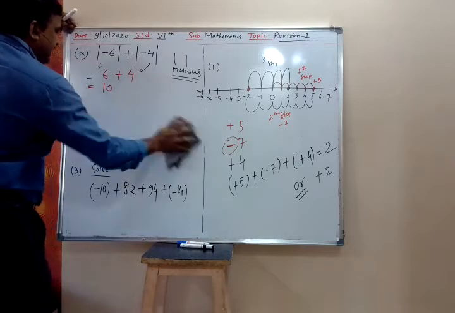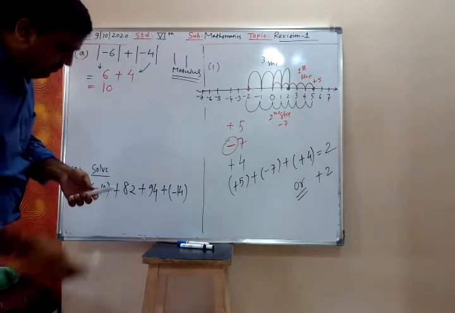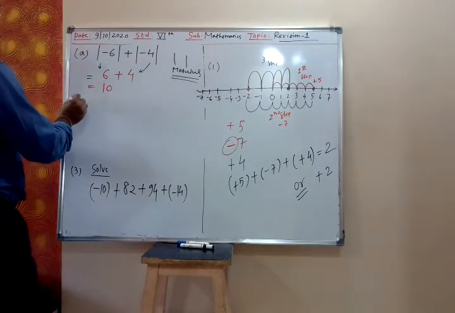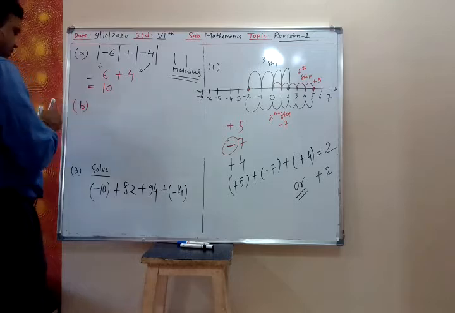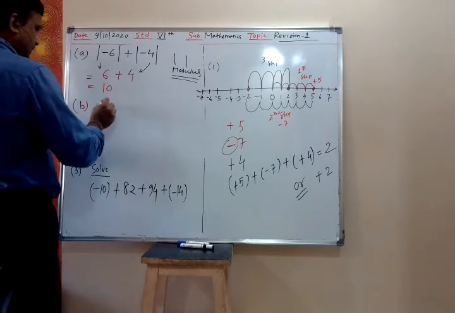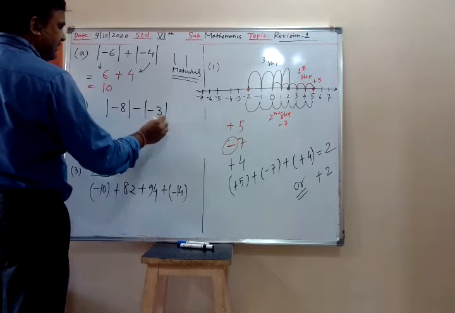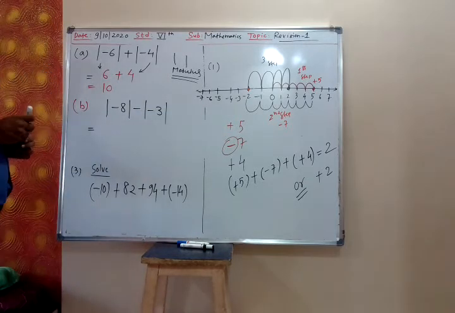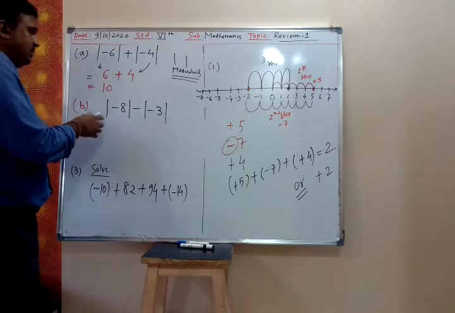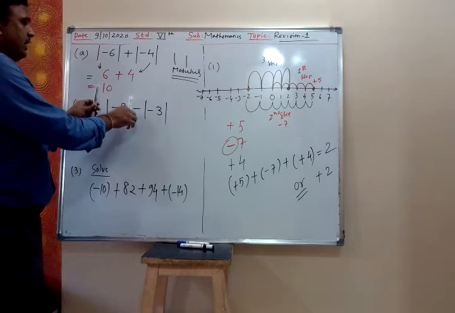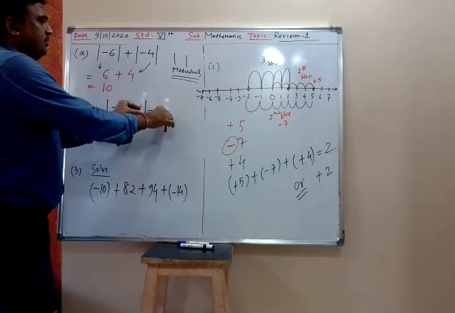The vertical line bracket is known as the modulus bracket. Part B: minus 8 minus 3. Now again I am dividing. See here, this is my modulus bracket. Vertical line means modulus bracket.